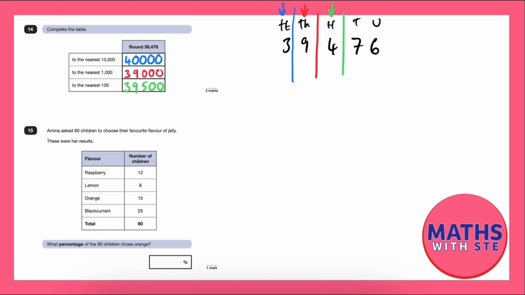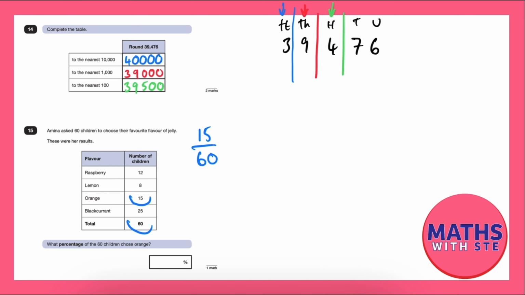Okay, so question 15. Amina asked 60 children to choose their favourite flavour of jelly. Here were the results. So we've got raspberry 12, lemon 8, orange 15, blackcurrant 25, and the total is 60. What percentage of the 60 children chose orange? Right, how many chose orange? Let's have a look. So there are 15 who chose orange, and the total is 60. So let's just work that into a percentage. I can go 15 over 60 as a fraction. Now, what's that as a percentage? It might look a little bit strange.